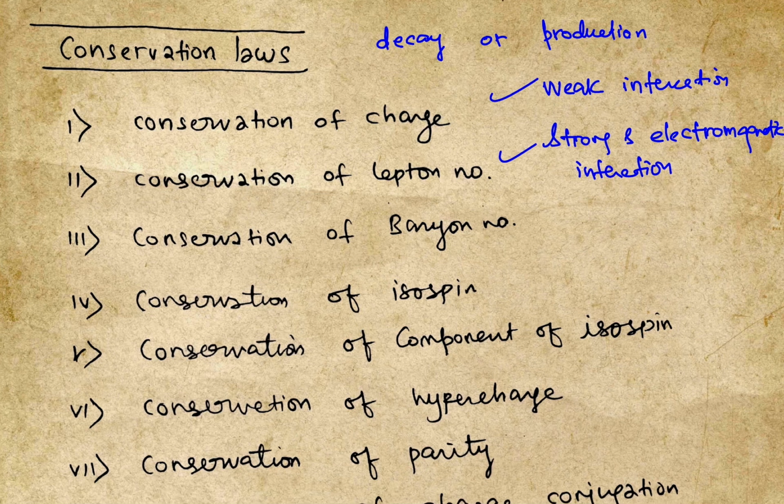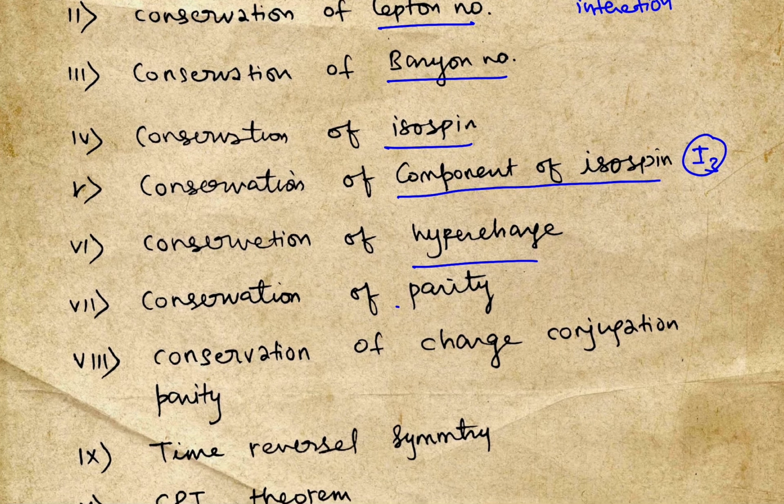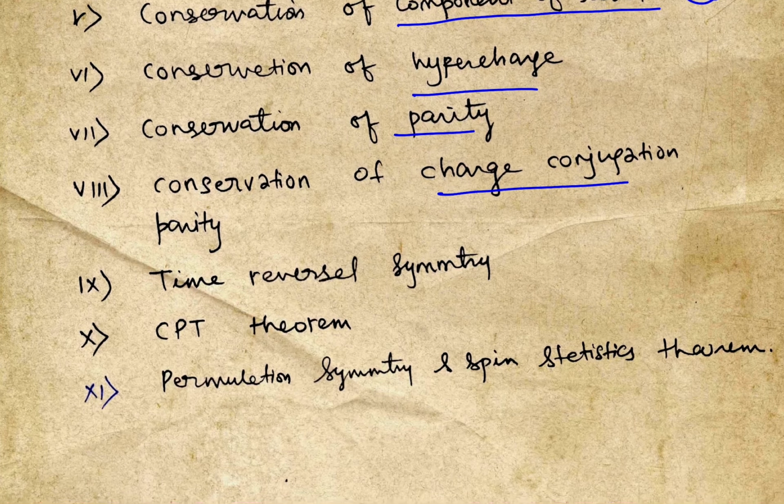So we have conservation of charge, lepton number, baryon number, isospin, and the component of isospin which we call I3. Then hypercharge, parity, and then charge conjugation parity, time reversal symmetry, CPT theorem, and permutation symmetry in spin statistics.